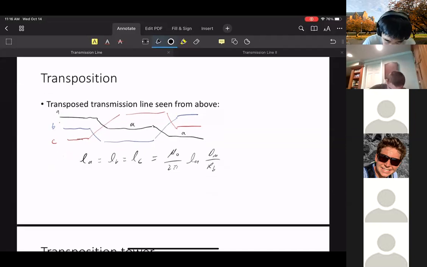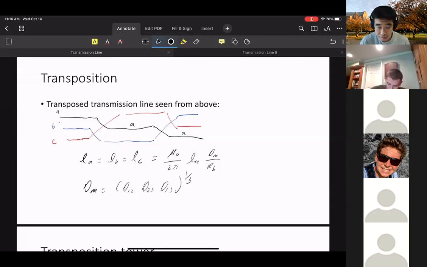And D_m is the geometric mean of how far apart the conductors are. So this is D12, D23, D13. So that'll be just how far the wires are. We take a lot of effort to make sure everything is symmetrical to each other. Okay, this will do. And you see this a lot, right?